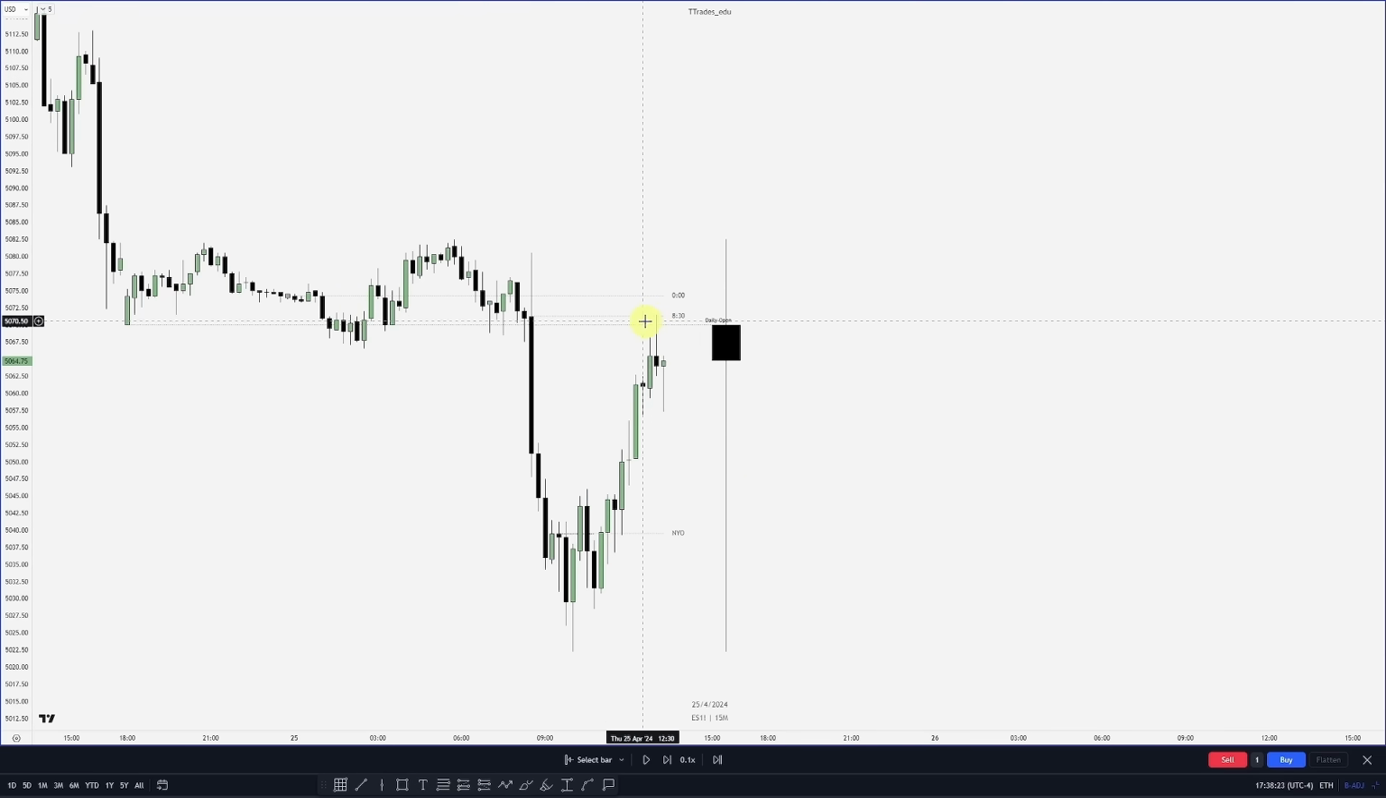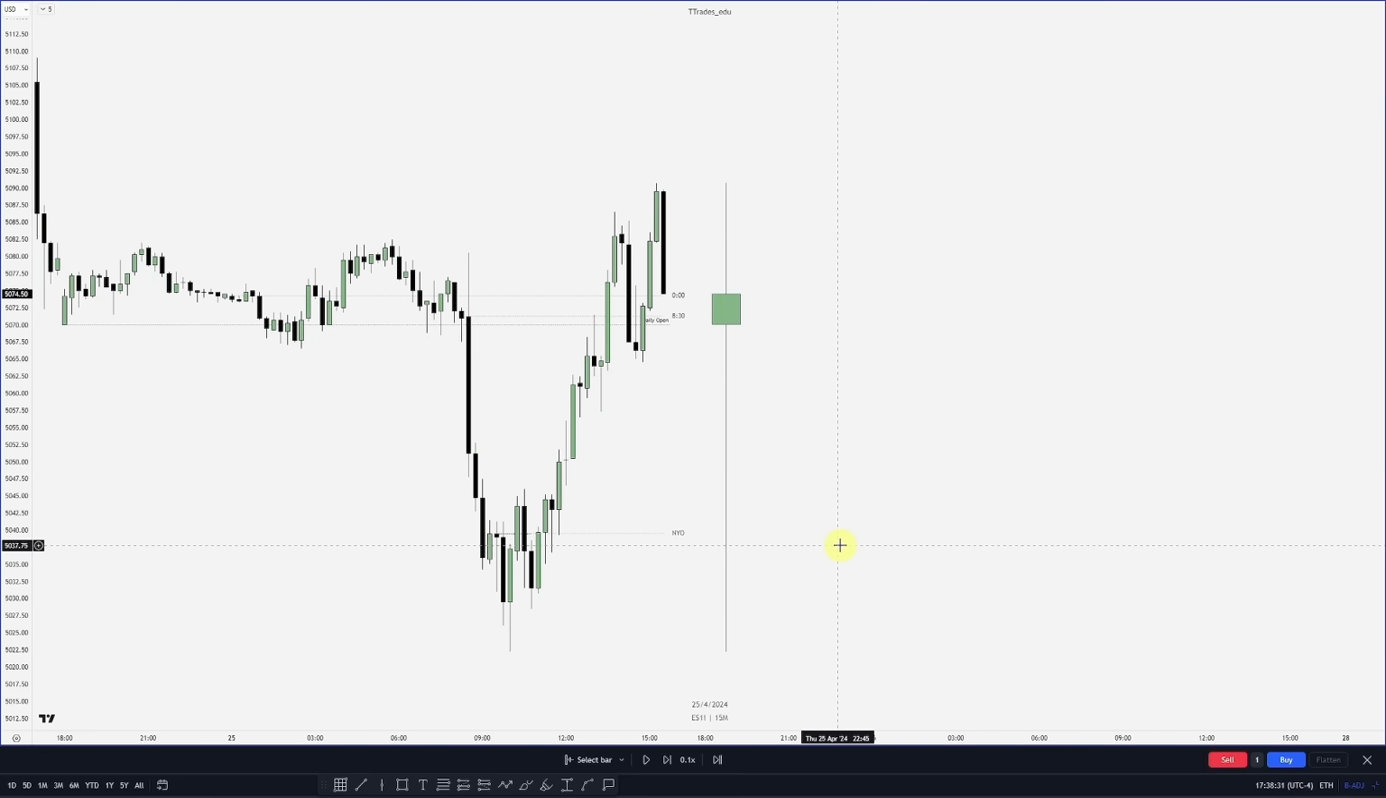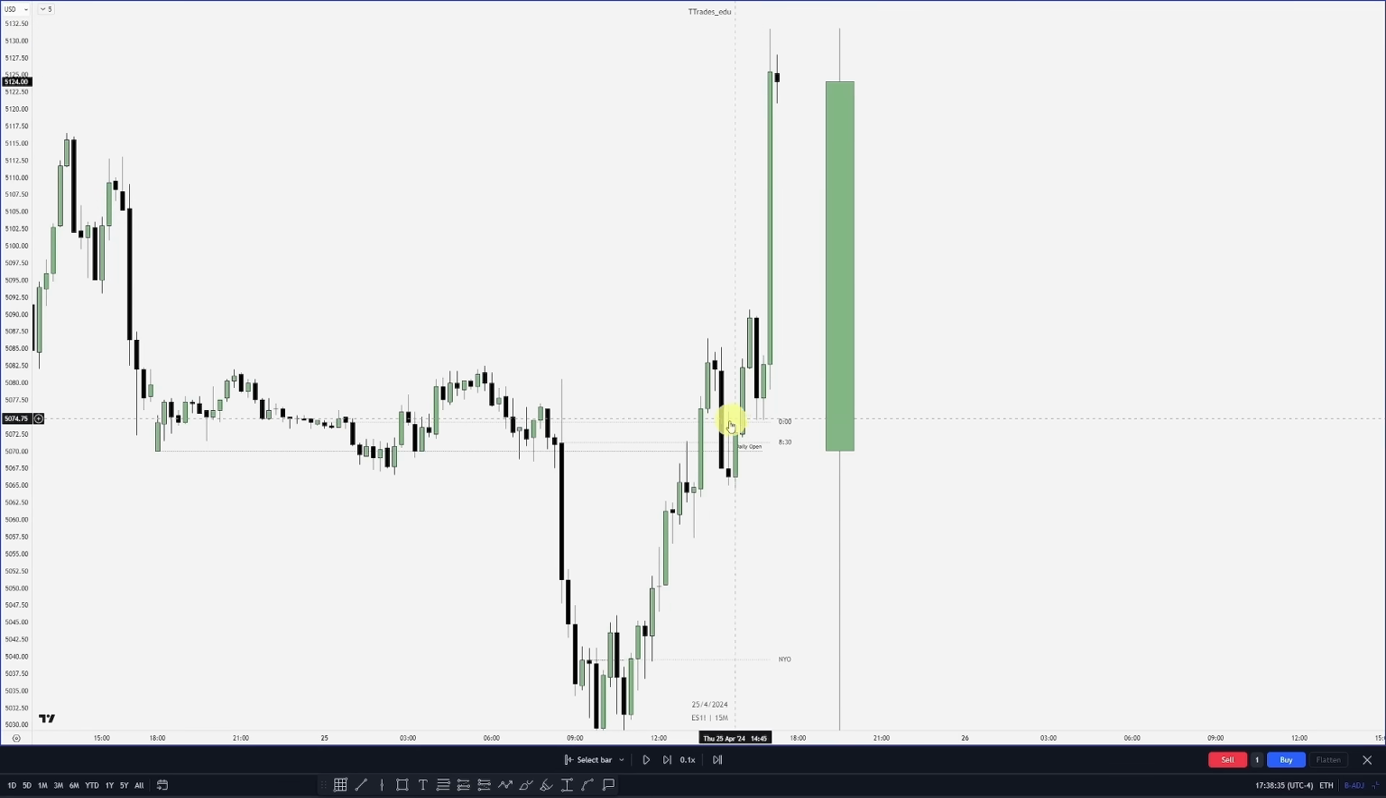You can see how these levels are used as resistance and New York Open used as support. And then we go take the high out, right? Comes back, uses this as a resistance area, continues higher.